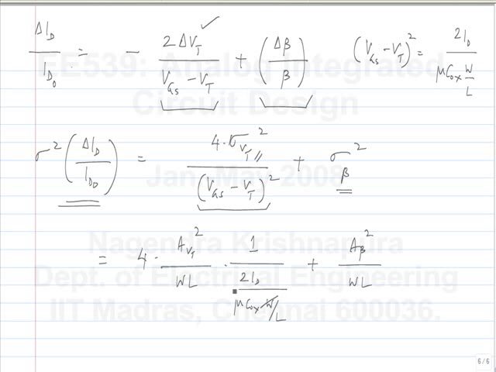So in fact this W cancels out and you get a 1 over L square dependence for the mismatch, okay. So the next assignment will have some calculations of mismatch. We can do that and after that we can discuss these things further, okay.